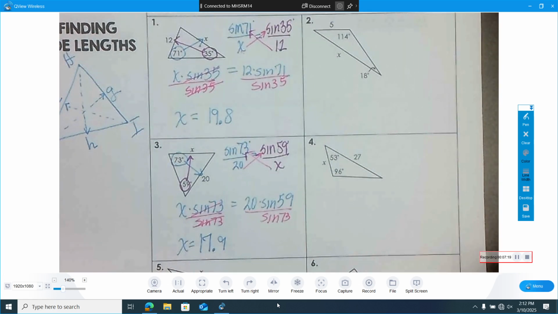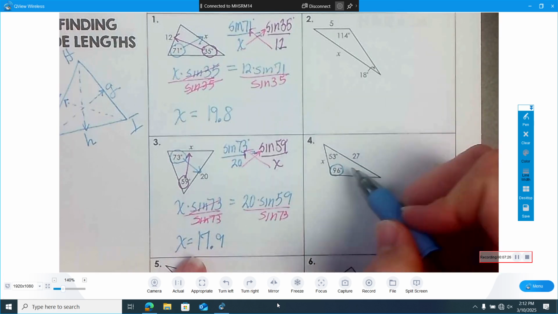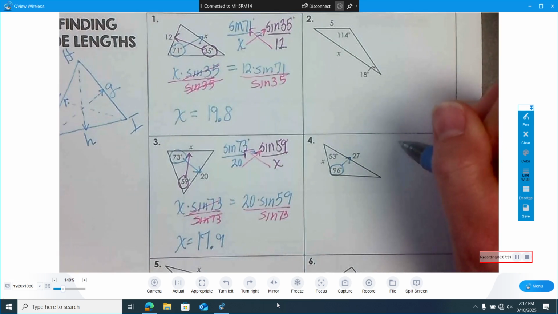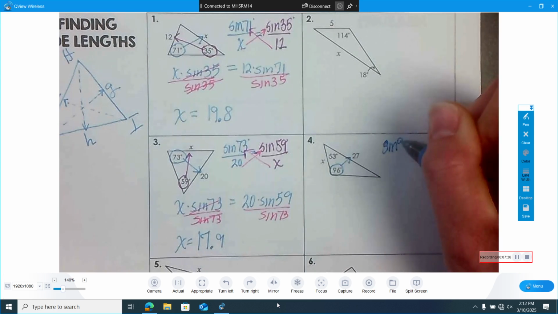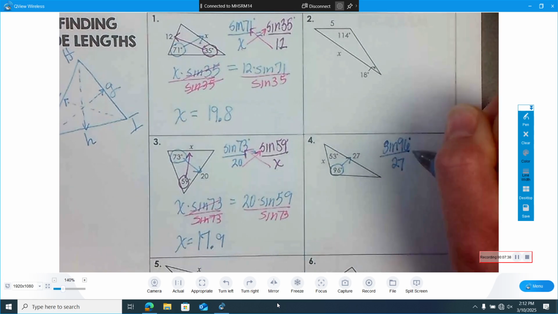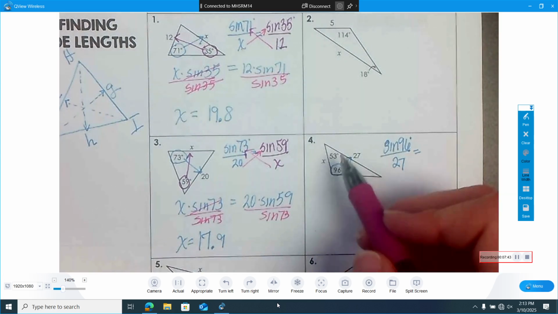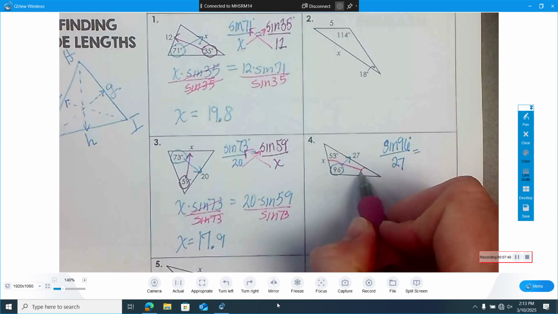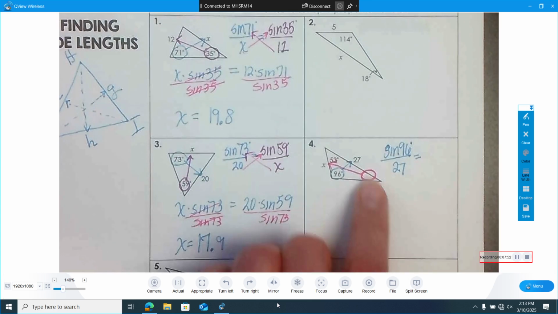Let's look at number 4. On number 4, I have this lovely little 96-degree angle and its opposite side. What can I set up with that? 27. Okay, so sine of 96 degrees over 27 is equal to... Now this one, I have the 53, but I need to find x. So if I have that opposite side x, I need this angle measure. So I need to find that angle measure.